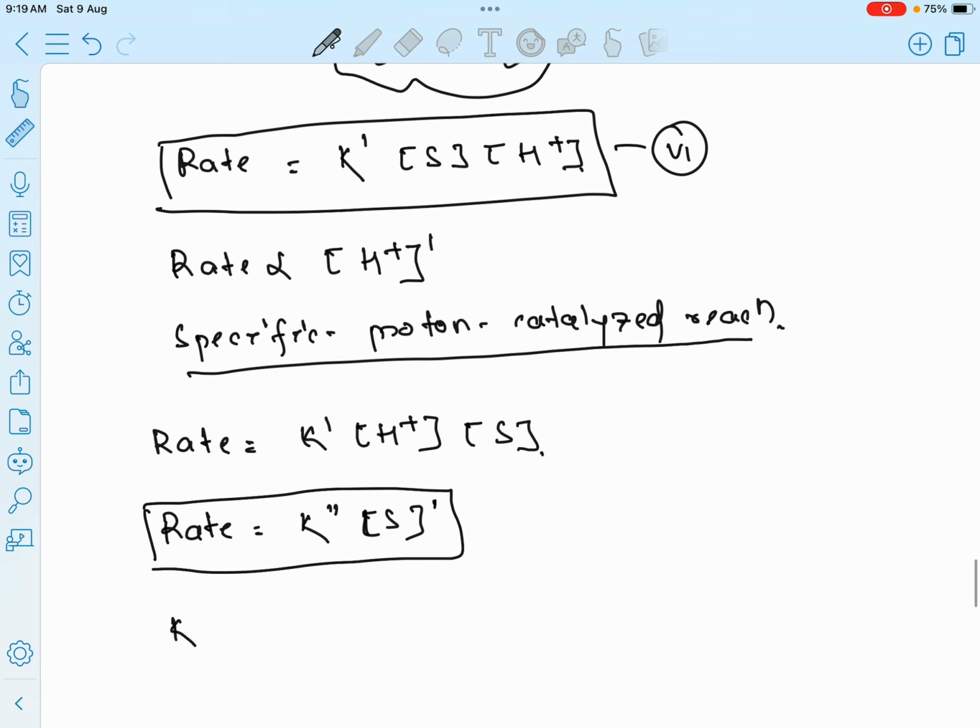So what is K double dash? K double dash is a constant, and this is equivalent to K single dash into H plus. And why is it a constant? Because K single dash is a constant, you already know. You also know the amount of H plus before and after the reaction remains the same. That means ultimately the concentration of H plus is a constant. Therefore this is a constant, this is a constant, and I will get another constant, that is K double dash.